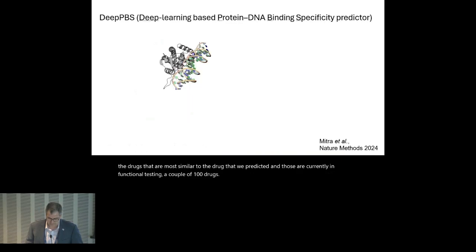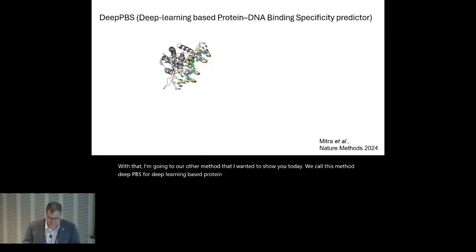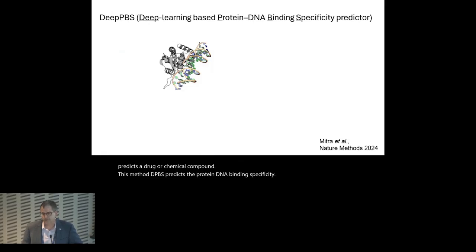With that, I'm going to our other method that I wanted to show you today. We call this method DeepPBS, for deep learning-based protein-DNA binding specificity predictor. And what they have in common, both methods, is that they use protein structure. DrugHive predicts a drug or a chemical compound. This method, DeepPBS, predicts the protein-DNA binding specificity. It uses the structure of a complex.